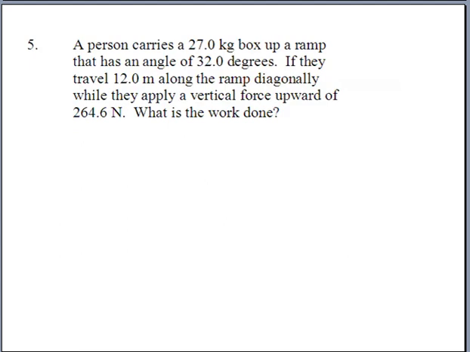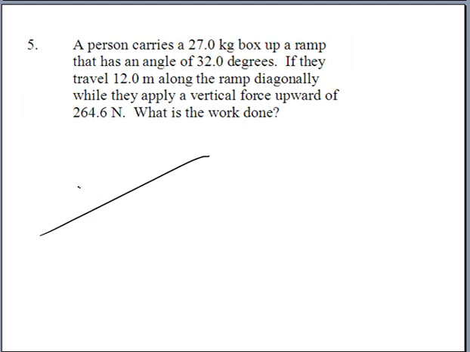Okay, let's try a couple more out. The next 2 were as tough as you could ever get in Physics 11, and now I want to show you that they're actually pretty easy. A person's carrying a 27 kilogram box up a ramp, maybe like a wheelchair ramp at a building, and the ramp's got an angle of 32 degrees, so it's actually pretty steep. And they travel 12 meters along the ramp diagonally.